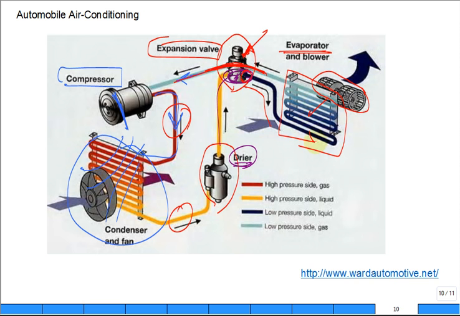Now, I like the way they change the color. They change the color so you can see, oh, it's low pressure gas, low pressure liquid, high pressure liquid, high pressure gas. And if anybody ever does any work, typically they put some gauges on. They put two taps, one for high pressure side measurement, and one for the low pressure side measurement. They can diagnose the system. You have typically not enough refrigerant. But sometimes it could be overcharged. You have too much refrigerant in the system.